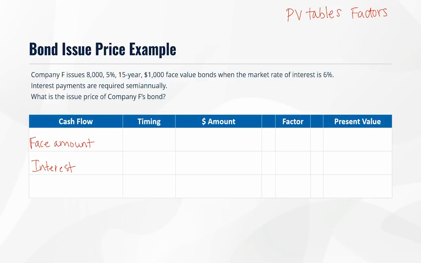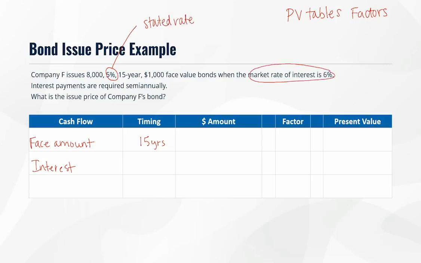Now, when are we going to have to repay the face amount? In 15 years. We are the bond issuer. In 15 years, we are going to repay our investors. The 5% is the stated rate of interest. The 6% is the market rate.